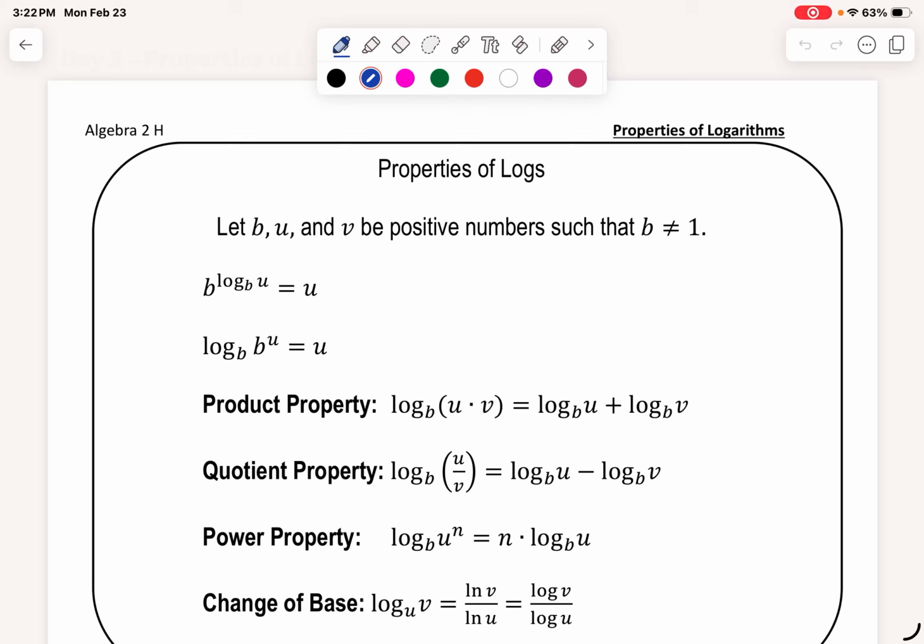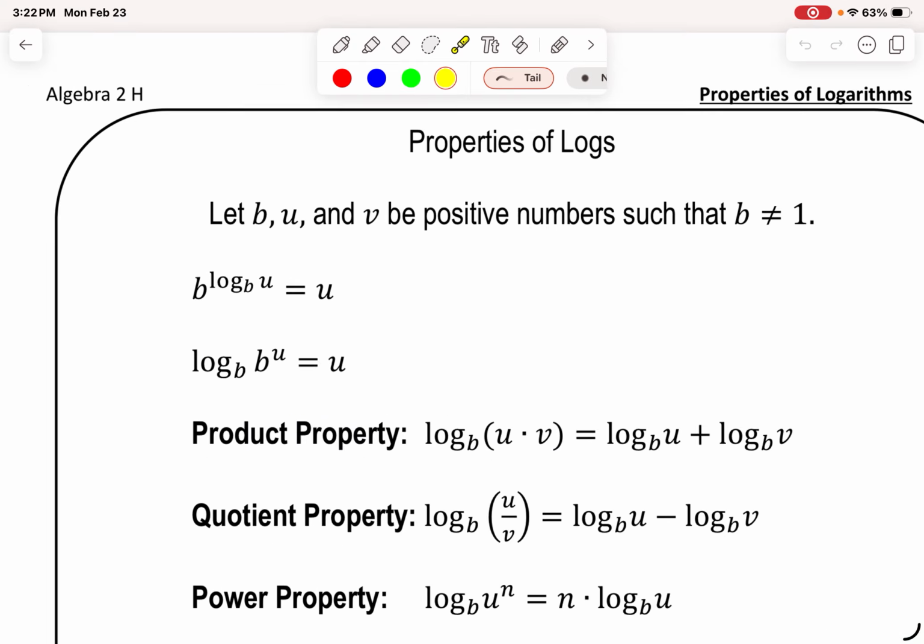All right, so welcome to the video on properties of logarithms. Here we will be using properties of logarithms to condense and expand logarithms. The first part right here, we already have talked about. Those are two properties that we've talked about.